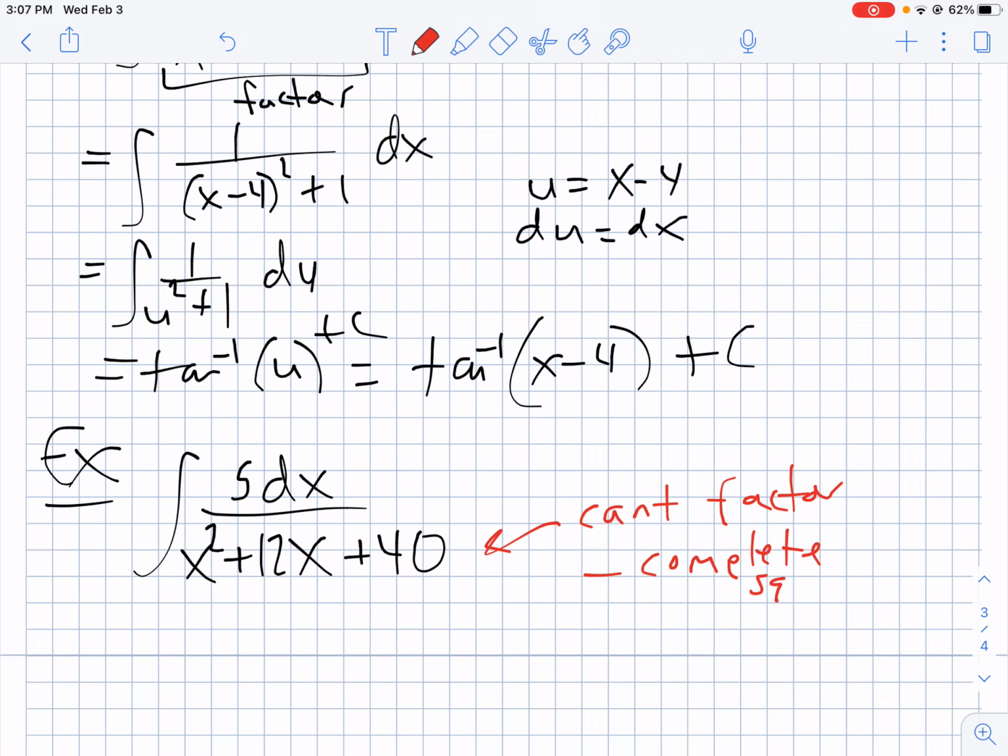And hopefully it makes sense that a u sub doesn't work, because your u would be x squared plus 12x plus 40, and then your du would be like a 2x plus 12, but we clearly don't have that, so that's not going to help. Okay, so let's complete the square on this part here.